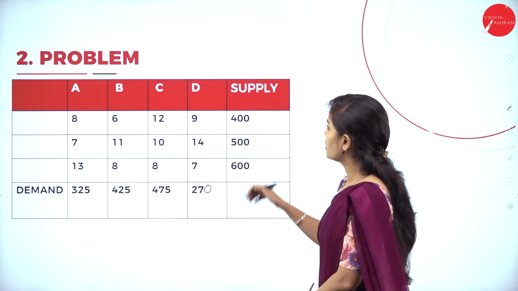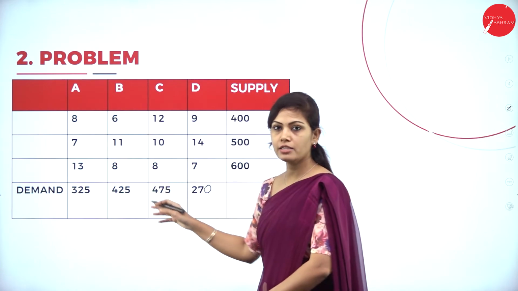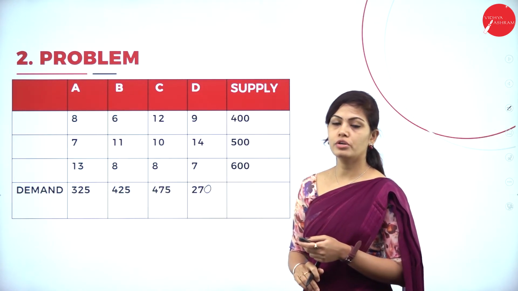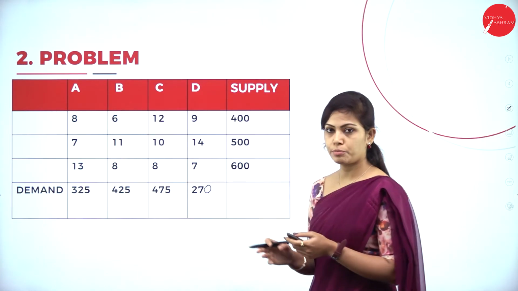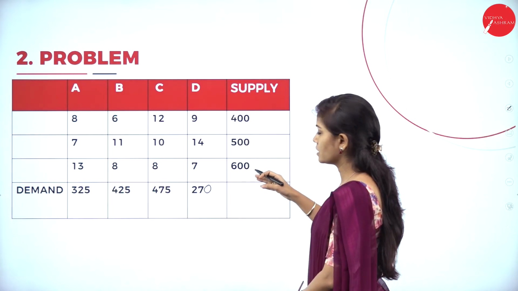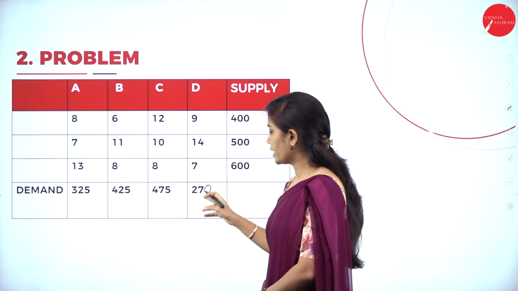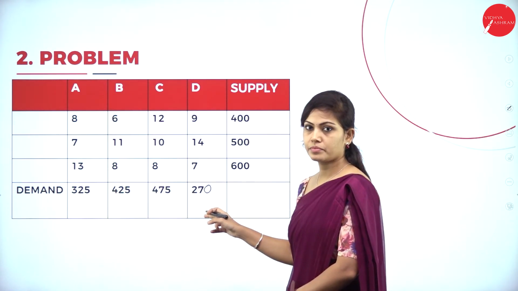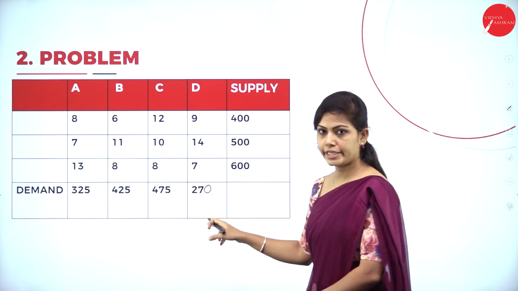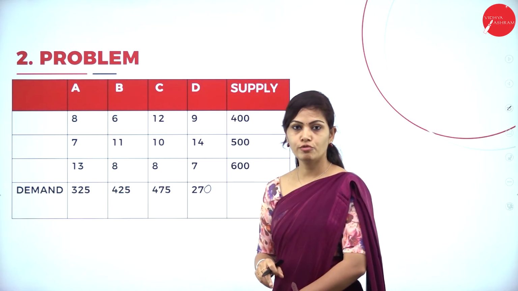The next problem, here again you have supply and demand. We have destination and source values. First step is to find whether it is balanced or not. If it is balanced, you can proceed. So here 400, 500 is 900, plus 600 is 1500. And add all the demand values, you will get 1495, right? In supply we have 1500, in demand you will get 1495.